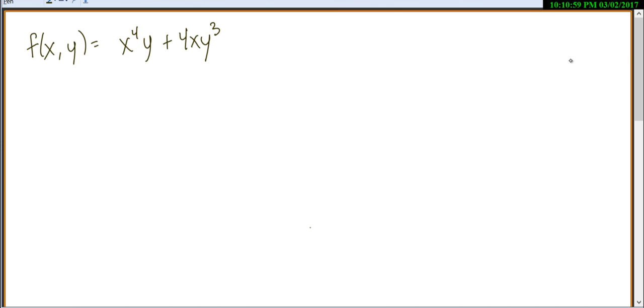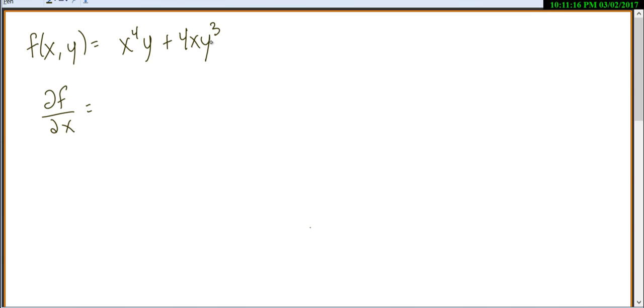So in this problem, we're given a function f, which is a function of x and y, and we're supposed to find all of the partial second derivatives. To do this, you always start by finding just your first partial derivatives. So let's find the partial of f with respect to x.